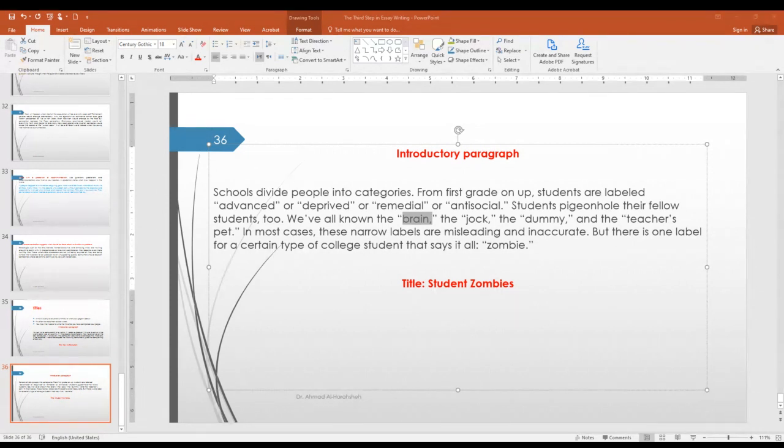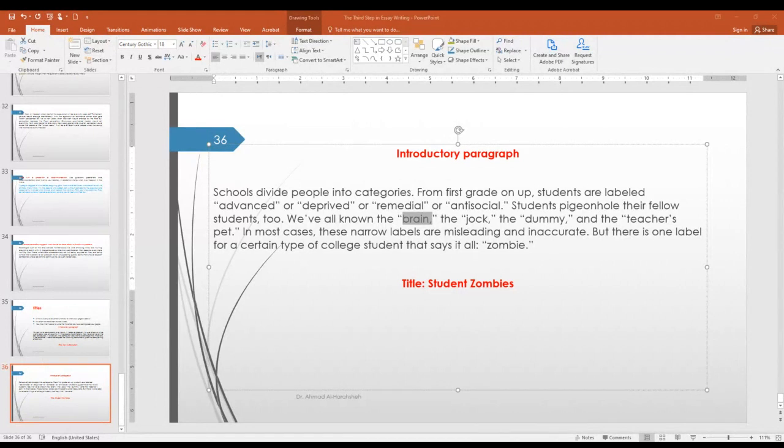Okay. So yeah, this is for the concluding paragraph. Any questions, any comment? If you have any question, I'm ready to answer about the concluding paragraph.